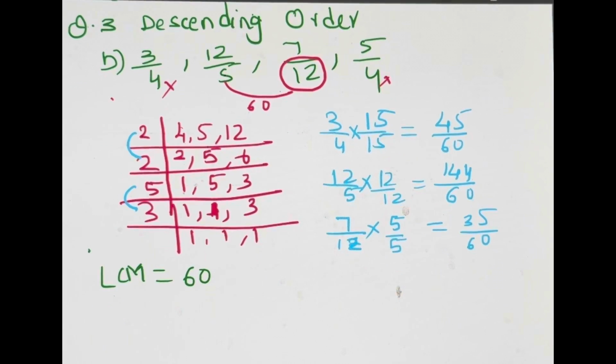Right? Now the last fraction is 5 upon 4. We already saw 4 into 15, so we multiply both by 15. 15 5s are 75 upon 15 4s are 60. Correct?